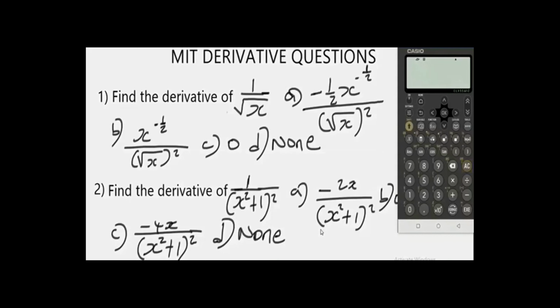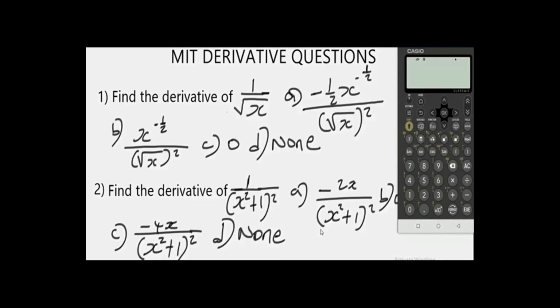Now you don't need to reset the calculator at this juncture. You are still going to make use of the same stored value, and the calculator is still in radian. So let's use the same value we have already stored and the same setting on this calculator to solve question 2. Question 2 says find the derivative of 1 over (x squared plus 1) all to the power 2.